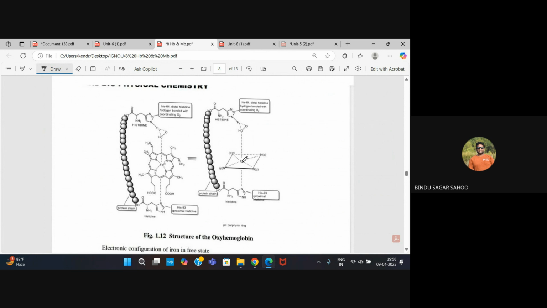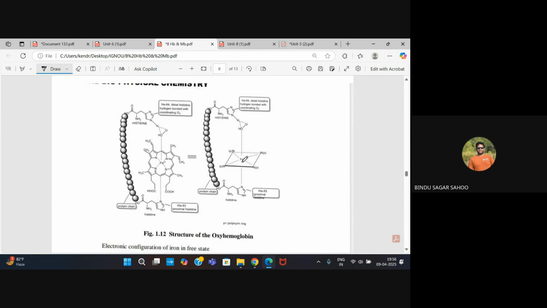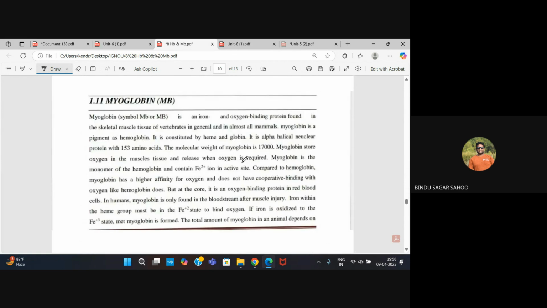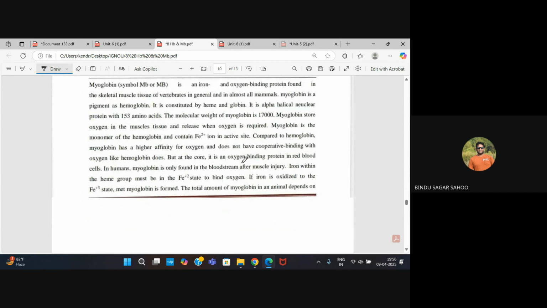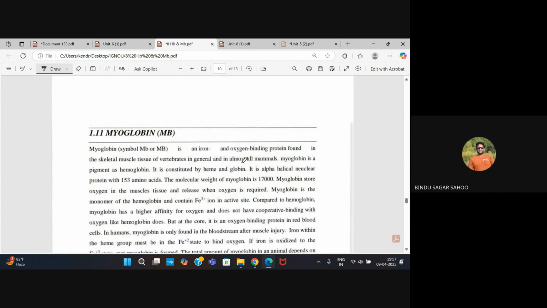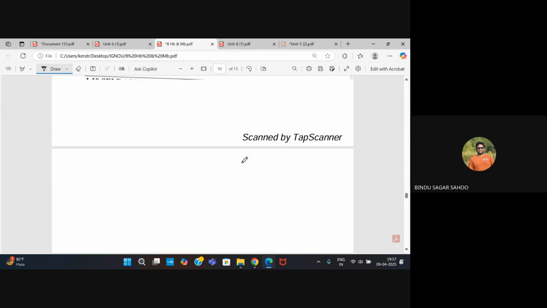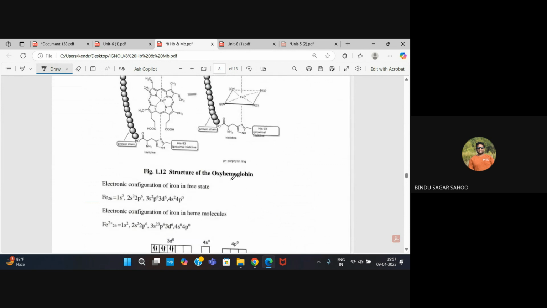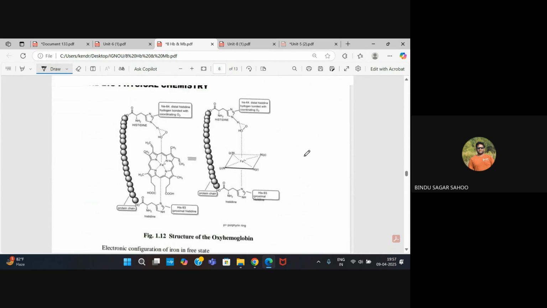So hemoglobin and myoglobin structure is very, very important, along with its function. What is the difference between hemoglobin and myoglobin? There is not much difference in structure. Hemoglobin contains 4 subunits. If I say myoglobin, this one subunit is called myoglobin.